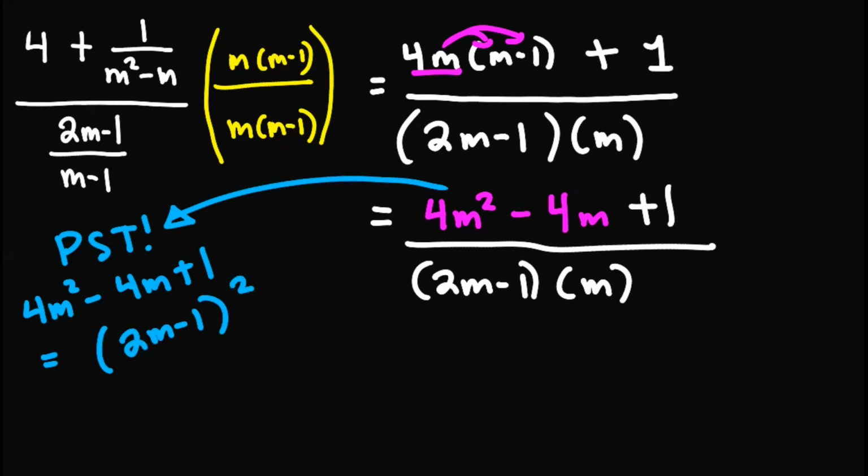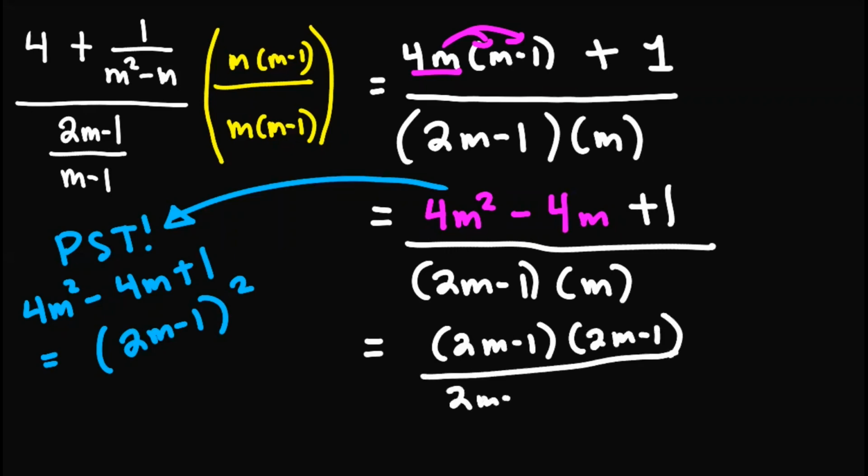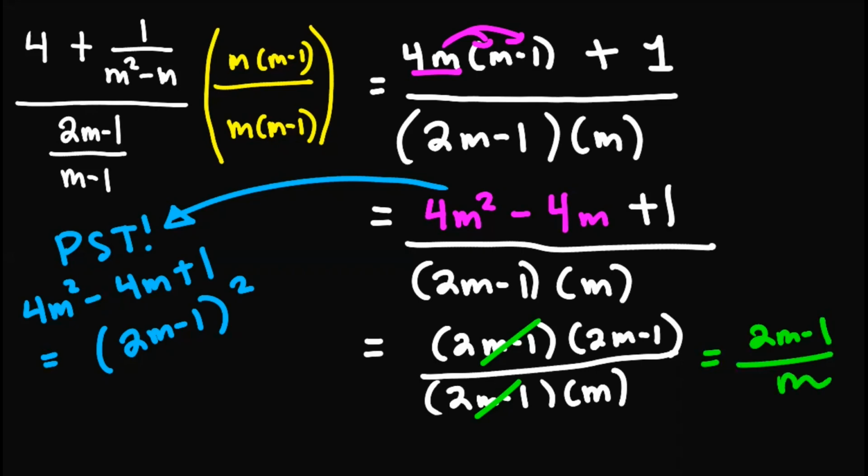So we can verify that one. So this one will be equal to 2m minus 1 squared, or simply 2m minus 1 times 2m minus 1 all over 2m minus 1 times m. Observe here that we can cancel out a 2m minus 1 factor, so we are left with 2m minus 1 over m. And that is the final answer. So as you can see, we can still apply the concepts on factoring polynomials in rational expressions.